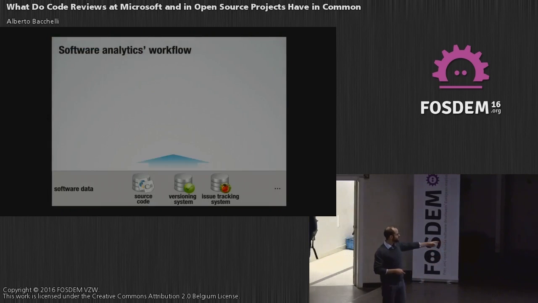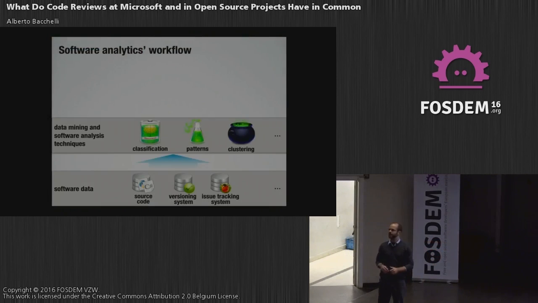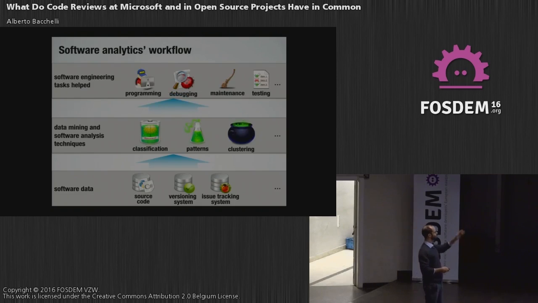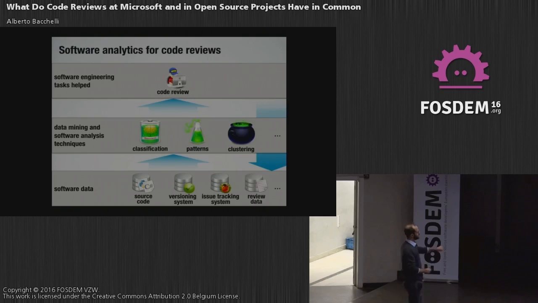So the idea is to take this data, do some data mining and software analytics magic, and then you manage to help some of these tasks. An interesting thing is that when you build tools to help these tasks, they also generate more data that you can use. I'm going to be a bit more practical in just a second. The idea is to use the same process for code review, also adding review data. Okay? So what does it mean? What can you do with these kinds of things?